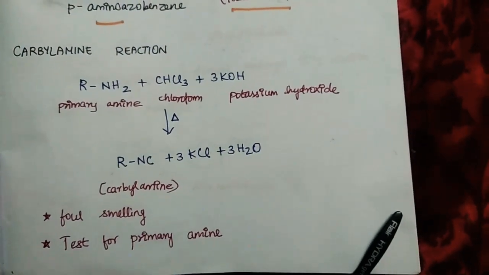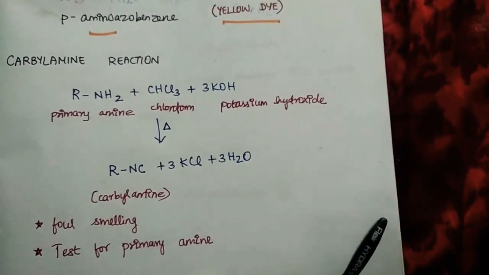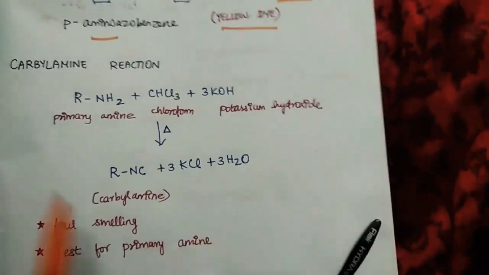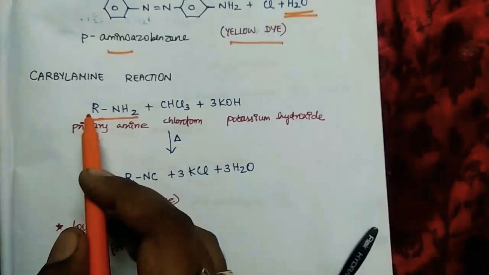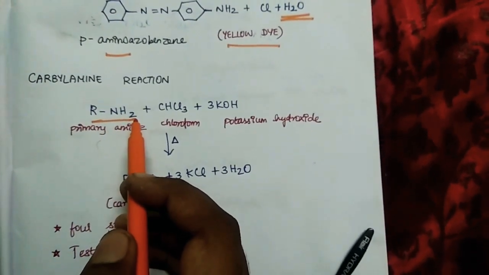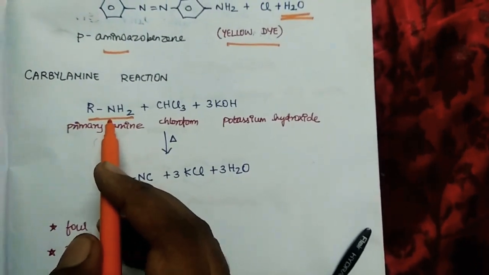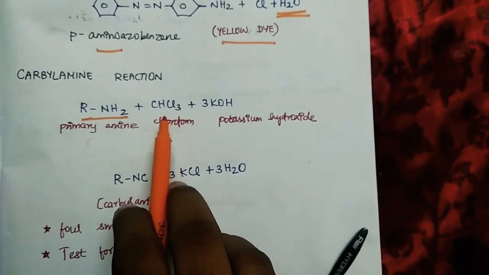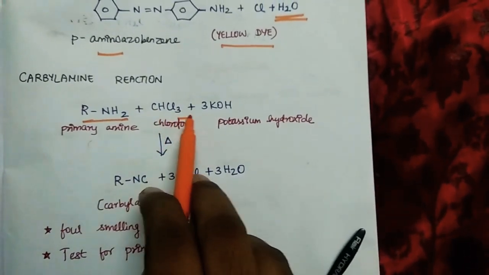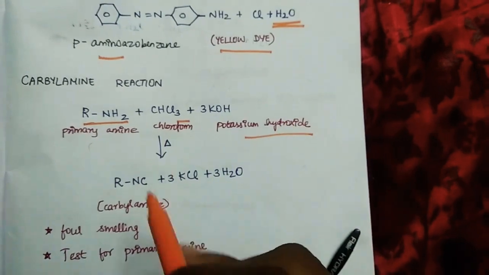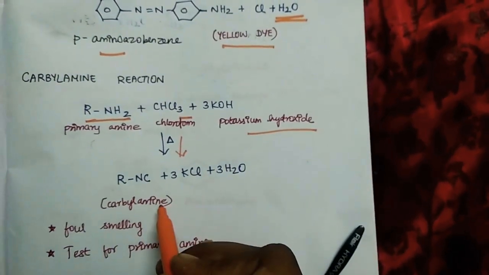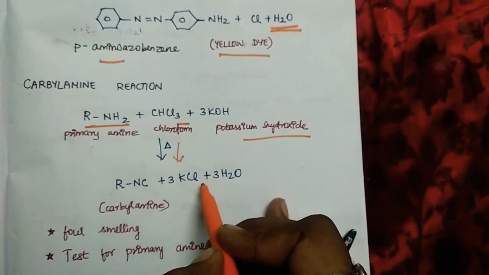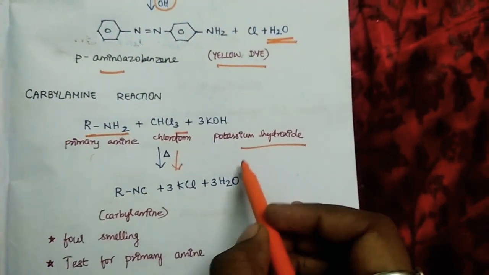The next reaction is carbylamine reaction. In carbylamine reaction, a primary amine, that is R represents the alkyl group and NH2 is amine group, reacts with chloroform, that is CHCl3, and potassium hydroxide. On heating it gives carbylamine and 3KCl plus 3H2O.